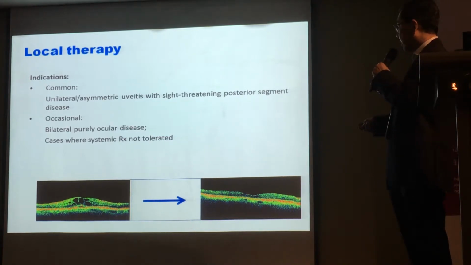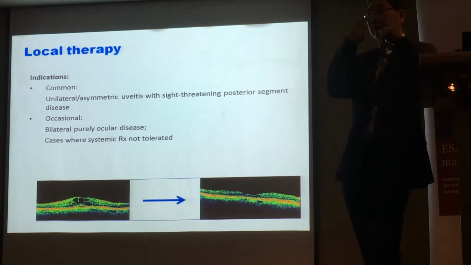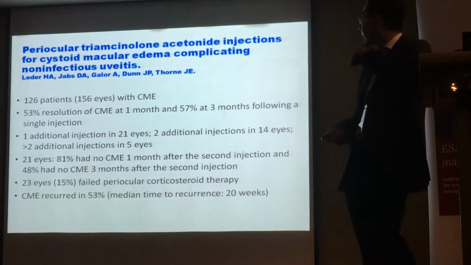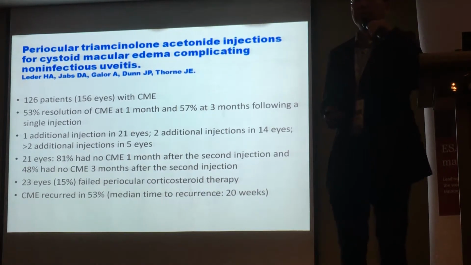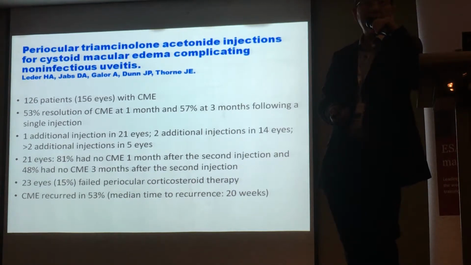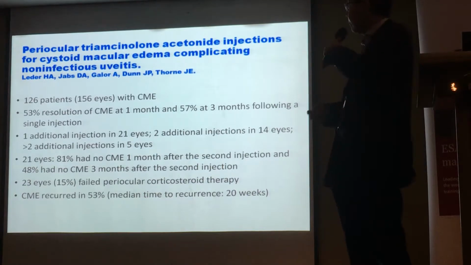Occasionally, you have bilateral purely ocular disease, or where systemic therapy is not tolerated. That means you give one after another, let's say. Okay, bilateral disease. So you can give local therapy, injections, one after another. So I like orbital floor injections. Has anyone used orbital floor triamcinolone? Okay, so those of us who trained in the UK probably will be quite familiar with it. It's not commonly used somehow. I think in the US, they tend to describe subtenons rather than orbital floor, but I find orbital floor much easier and less traumatic to the eye.